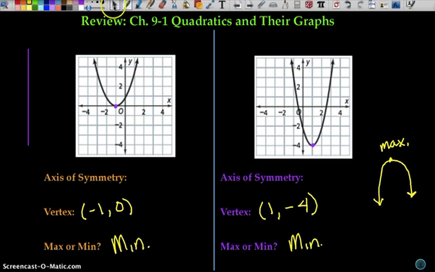Axis of symmetry is just the line that makes the parabola symmetrical, and the vertical line we know is always x equals. And so we look at where does it go through? Well, it goes through the x-axis at -1, and if we repeat that on the other graph, it goes through the x-axis at +1.